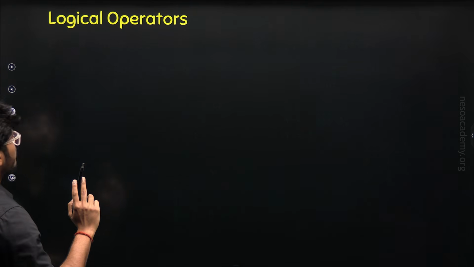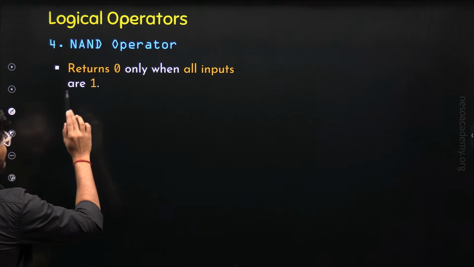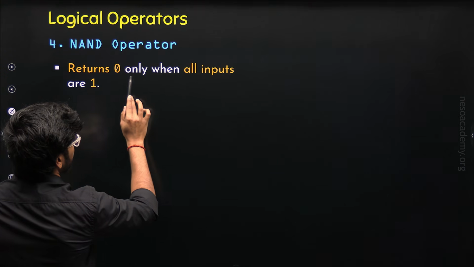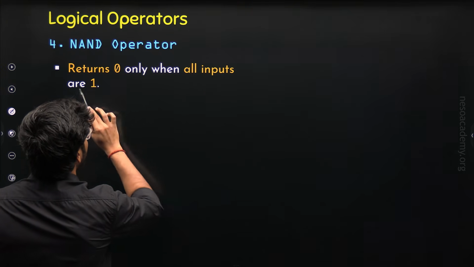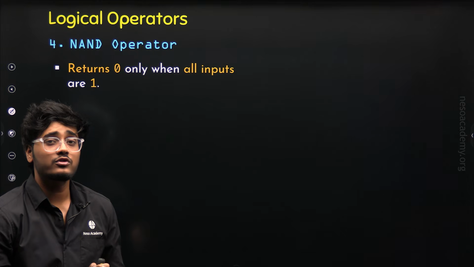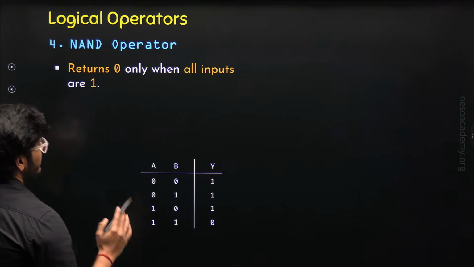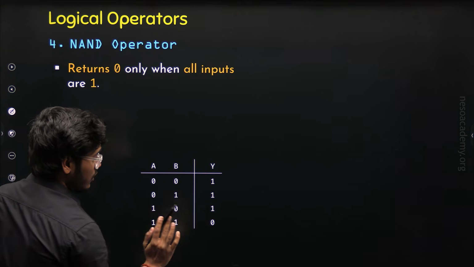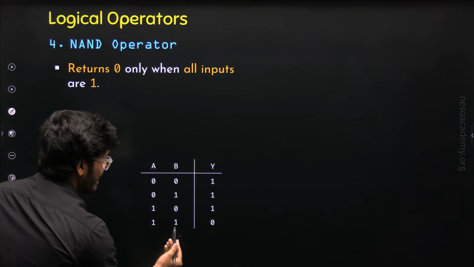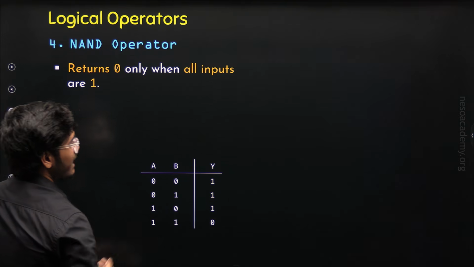Now let's see fourth operator, which is NAND operator. NAND operator returns 0 only when all inputs are 1. So NAND operator is opposite of AND operator. Means NAND operator will return 0 only when both inputs are 1. Else output will be 1 for any other input values.